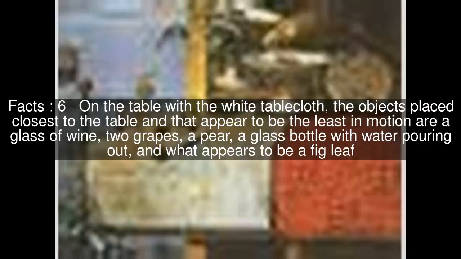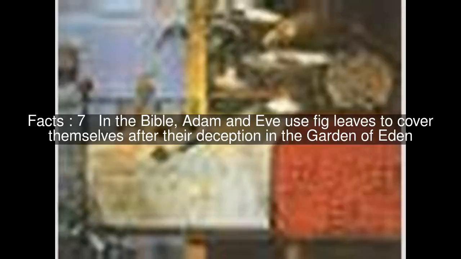On the table with the white tablecloth, the objects placed closest to the table and that appear to be the least in motion are a glass of wine, 2 grapes, a pear, a glass bottle with water pouring out, and what appears to be a fig leaf. In the Bible, Adam and Eve use fig leaves to cover themselves after their deception in the Garden of Eden.